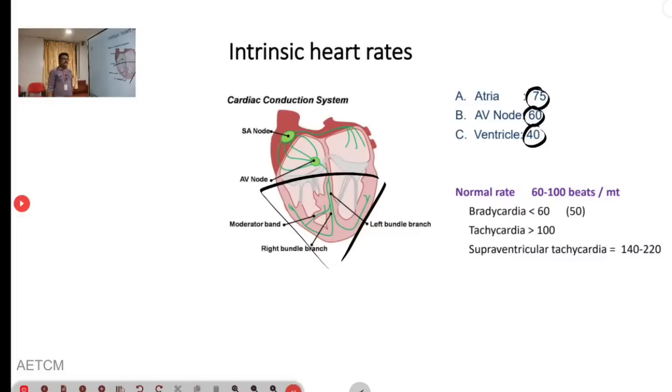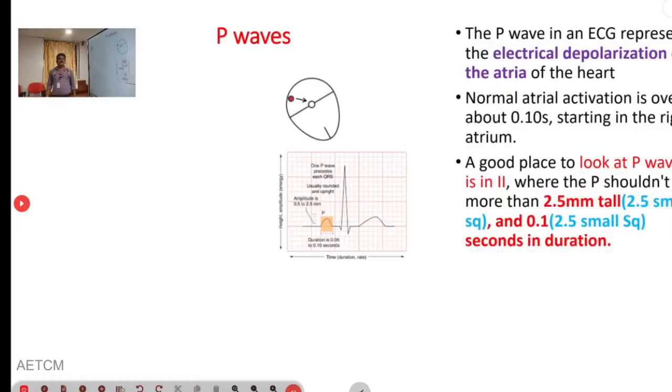Now normal rate is somewhere around 60 to 100 beats per minute. If the heart rate is less than 60, or some books say less than 50, you can call it bradycardia. If the heart rate is more than 100, you can call it tachycardia. But if the heart rate is more than 140, you can call it supraventricular tachycardia. We'll see all these things afterwards. Now we'll analyze each wave.